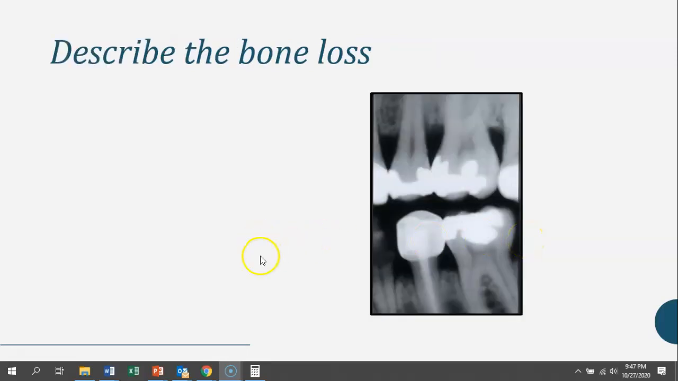So what about this one? This is a very blurry picture, so it's hard to say. But we have the CEJs here, here and here. We have the bone level here, here, here. It almost looks like the PDL space is starting to widen right through this furcation, so that makes me wonder if there are some beginning stages of furcation involvement. I would probably say that this is a stage three, especially right through here. I would lean more to a stage three than a moderate for sure.